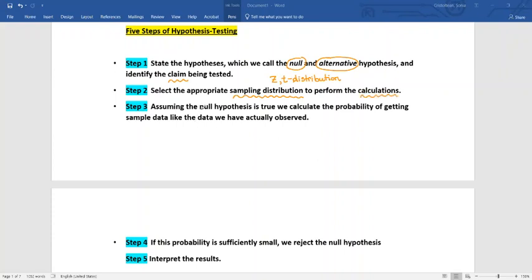Step 3, we will always assume that the null hypothesis is true. This is essential. And then we calculate the probability of getting sample data like the data we have actually observed. This is what we've done in our previous example. Step 4, if this probability is sufficiently small, and we will learn what that means, we will quantify this, then we will say we reject the null hypothesis. And then we want to make sure we interpret the results by writing down a meaningful English phrase.